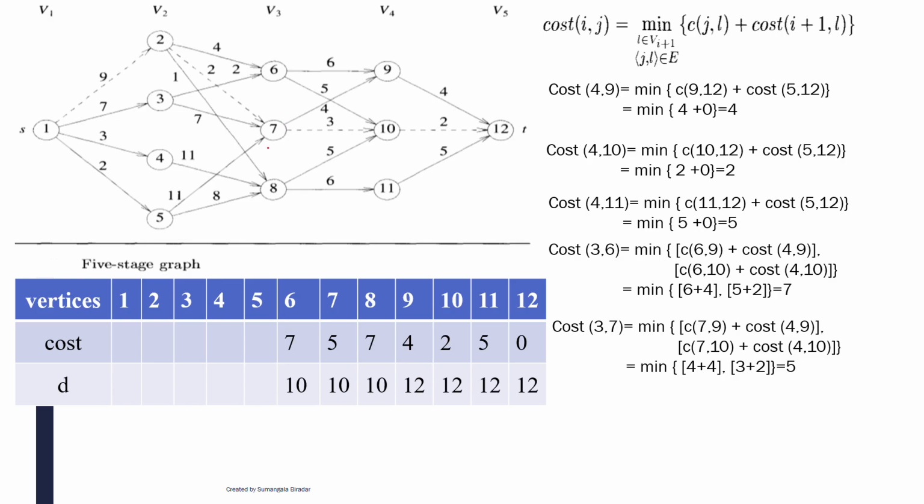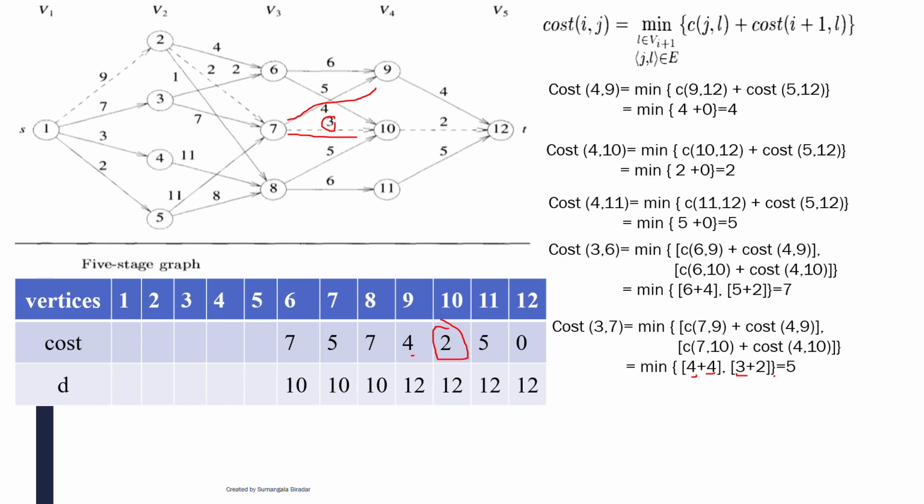From 7 also there are 2 edges. Stage 3 and the next vertex is 7. From 7 to 9 and 7 to 10 I have to calculate. Same procedure. 7 to 9, the cost is 4 here. And in the table the cost of 9 is 4. Next, 7 to 10: the edge cost is 3 here. And in the table the 10th value is 2 here. So that's 3 plus 2.